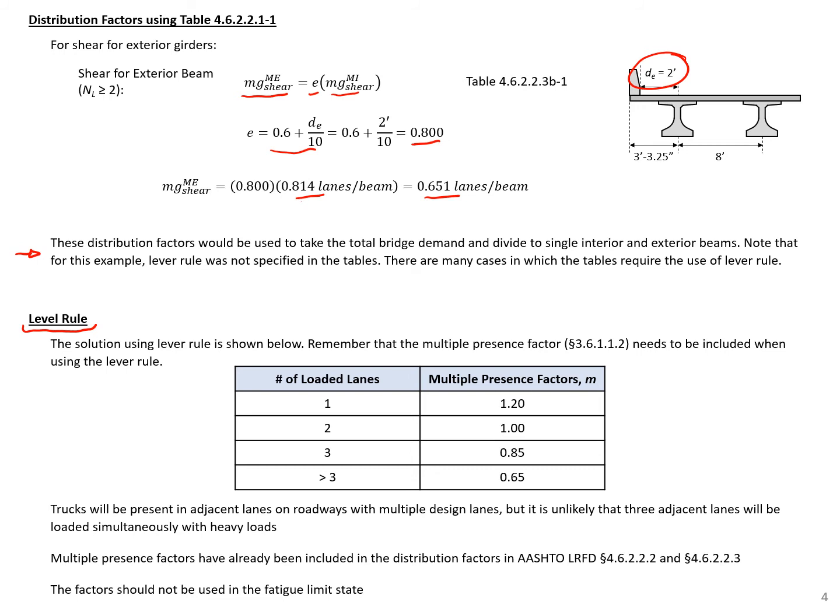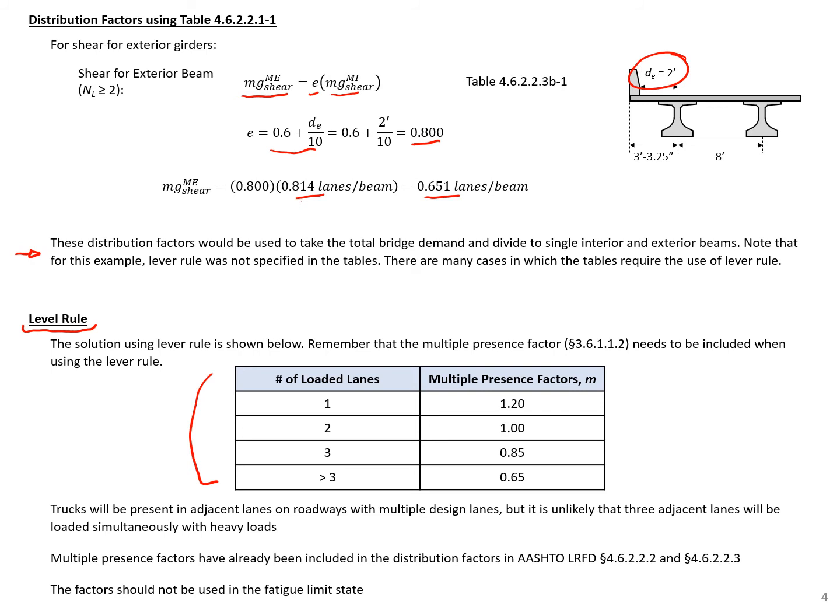The first thing that I wanted to highlight is we have a multiple presence factor that takes into account the likelihood of multiple lanes being loaded to their most severe load at the same time. And the distribution factors automatically include the multiple presence factor. If we're using the lever rule, we need to take the distribution factor we find using the lever rule times our multiple presence factor to find our final distribution factors. So I give us our multiple presence factor in this table here from AASHTO, the section that I highlight.